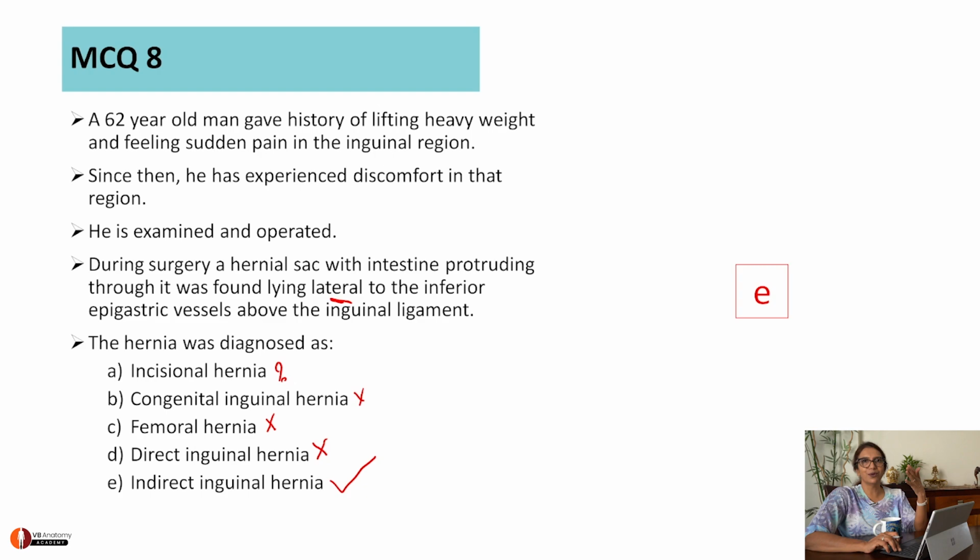So use your knowledge to solve. Think, work at it. Incisional hernia, there is no incision. Congenital inguinal, he is 62. Even if it is congenital, it's rather late to call it that. A femoral hernia is always below the inguinal ligament. A direct inguinal hernia is medial to the inferior epigastric artery. And finally, an indirect inguinal hernia always lies lateral to the inferior epigastric artery and above the inguinal ligament. Therefore, the correct option is point E.